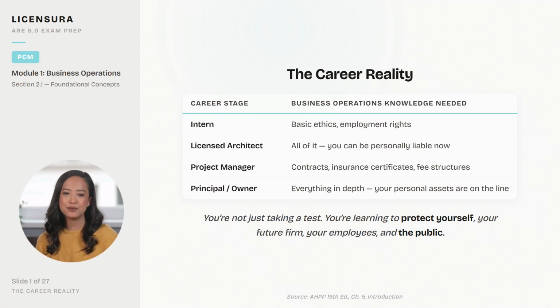You're not just studying for a test here. You're learning to protect yourself, your future firm, your employees, and the public. And that journey starts with the most fundamental decision any architect makes: how to structure your practice.